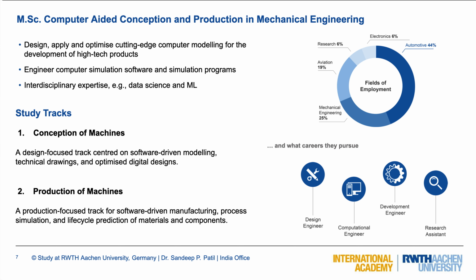First one is conception, which is a design-focused track, mainly focused on software-driven modeling and technical drawings. The second one is production of machines, a production-focused track, where we are mainly focused on process simulations and life cycle prediction of materials and components. So these are the main two tracks of computer aided mechanical engineering.